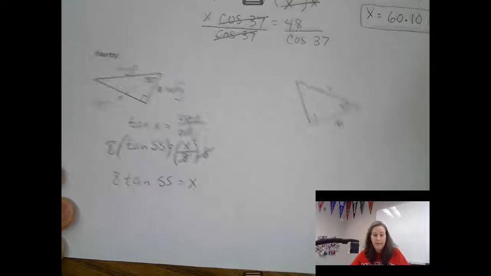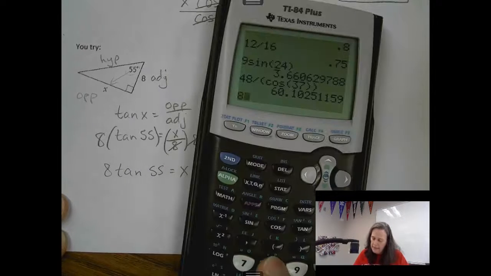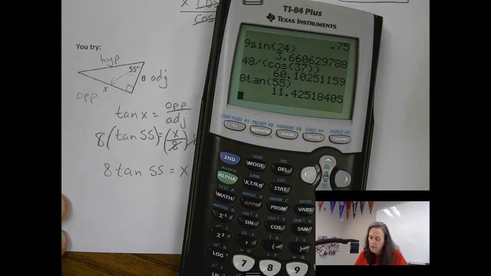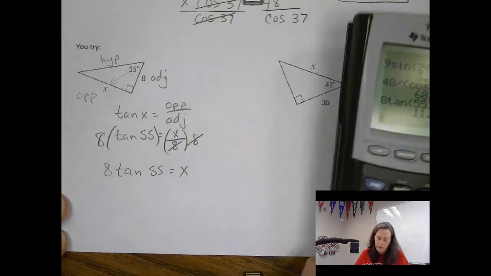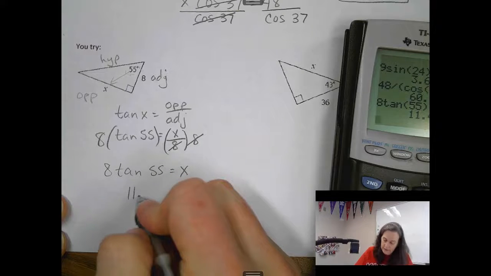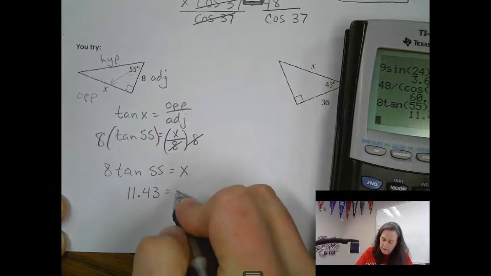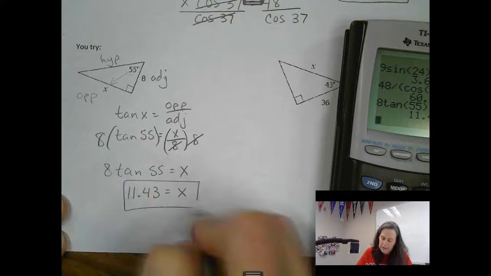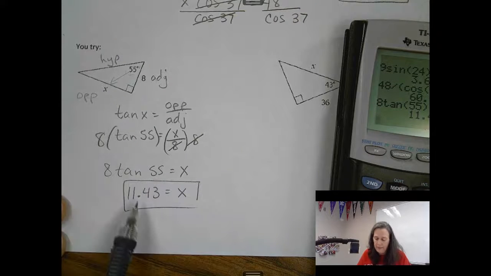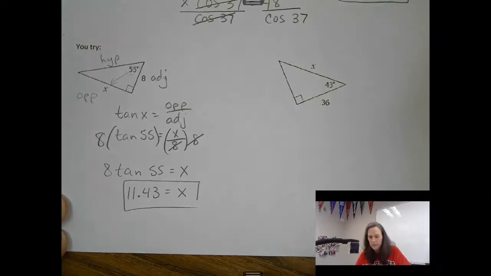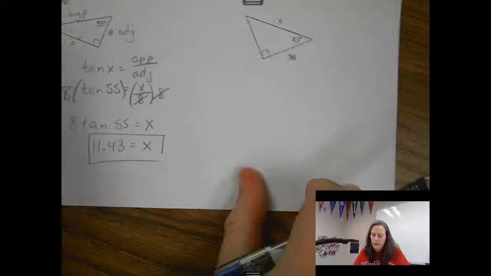So 8 times the tangent of 55 equals x. Pull out that calculator. 8 times the tangent of 55, 11.43 equals x. That opposite side is 11.43. Sounds good. Awesome. Let's do this last one.